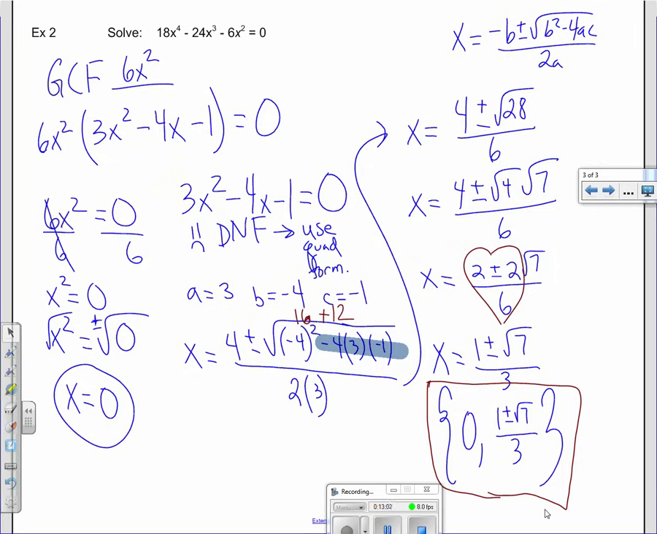So we get 3 answers here. We get the 0, that was 1, and then we get 2 solutions from the quadratic equation that we got. We get 1 plus the square root of 7 over 3, but we also get its partner with a minus, 1 minus the square root of 7 over 3. So this polynomial equation doesn't have 1 solution, it doesn't have 2, it has 3 solutions.